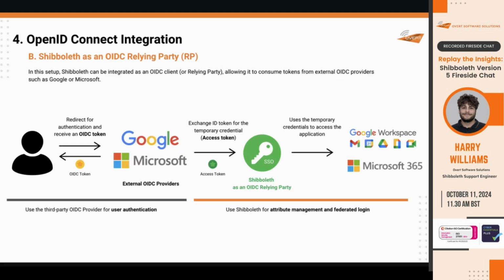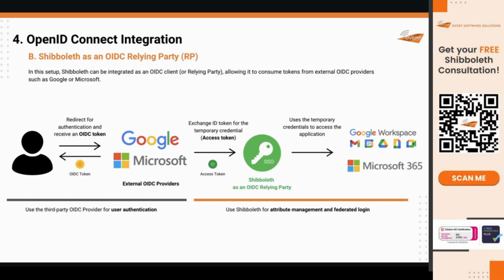The other method is Shibboleth as an OpenID Connect relying party. In this setup, Shibboleth can be integrated as an OpenID Connect client, allowing it to consume tokens from external OpenID Connect providers, such as Google or Microsoft. This is particularly useful when an organization wants to use a third-party OpenID Connect provider for user authentication, but continue using Shibboleth for attribute management and federated login.